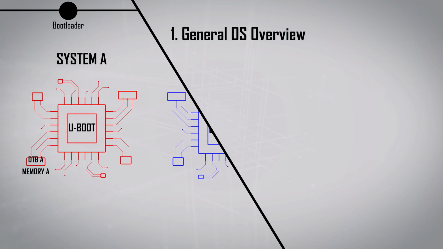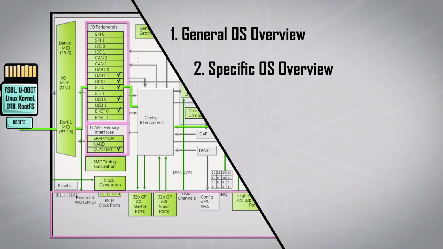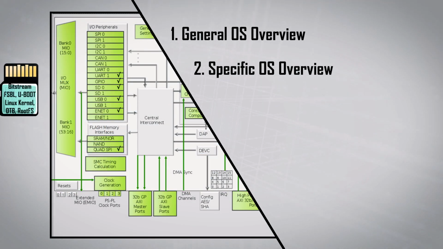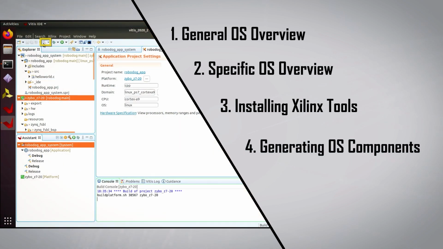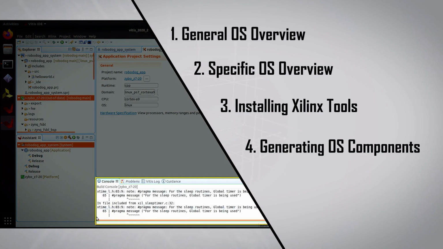I'll first start with a general overview of what components are needed so an OS can properly function. Then I'll dive into the specifics of what exact OS components are needed for the Zybo platform. Then I'll move on to showing you how to install some tools you'll need to help generate some of these components. Then I'll walk you through the process of actually generating all of those OS components.